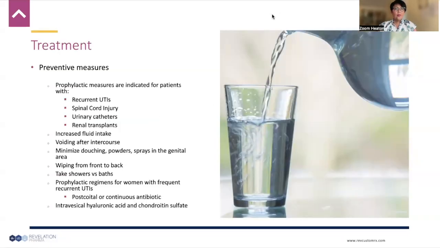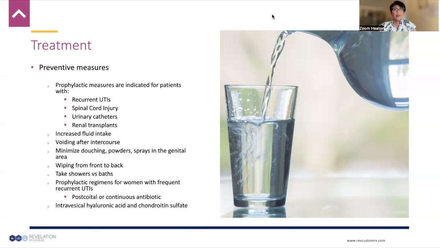Okay, and here are some preventive measures. Prophylactic measures are indicated for patients with recurrent UTIs, spinal cord injury, urinary catheters, and renal transplants. Increased fluid intake is a must. A study of 140 women with recurrent UTIs showed that increased fluid intake reduces the risk for repeat infections. The study participants were otherwise healthy premenopausal women who had experienced 3 or more UTIs in the preceding year and who self-reported low fluid intake, which is about less than 1.5 liters a day.